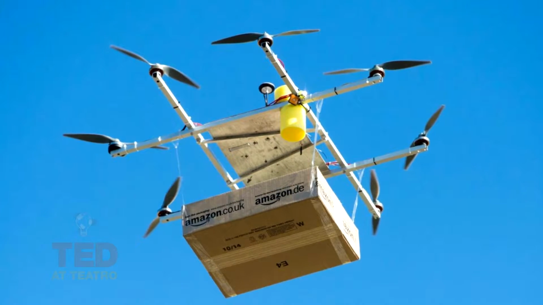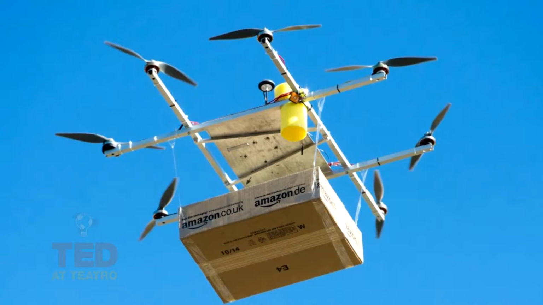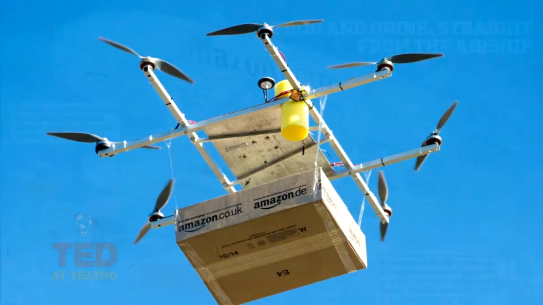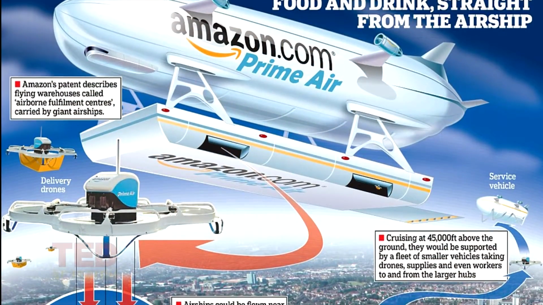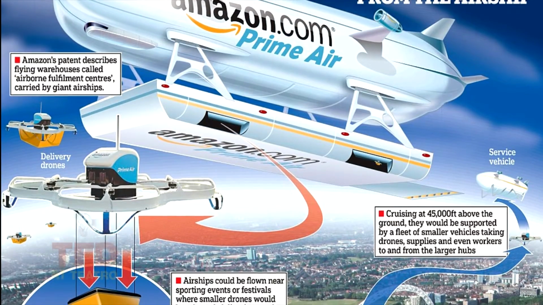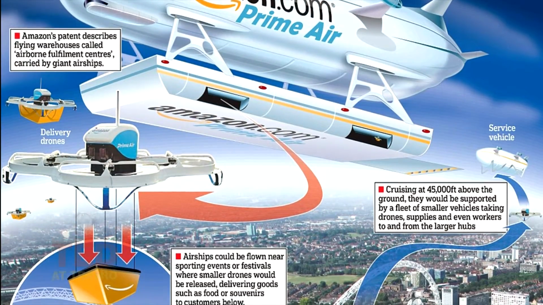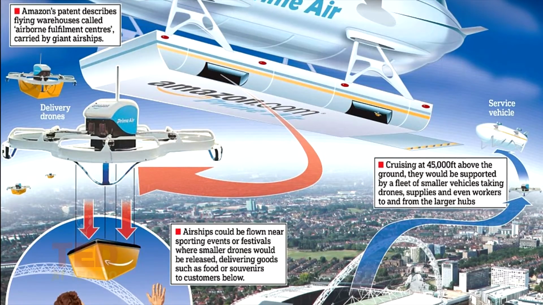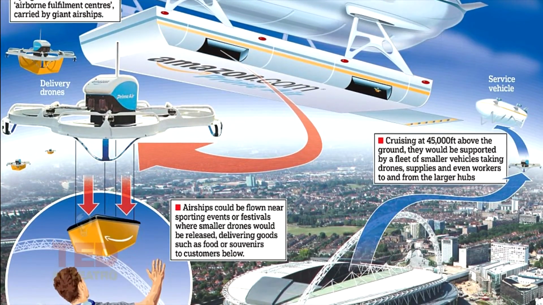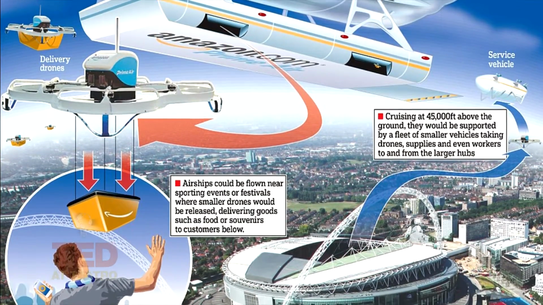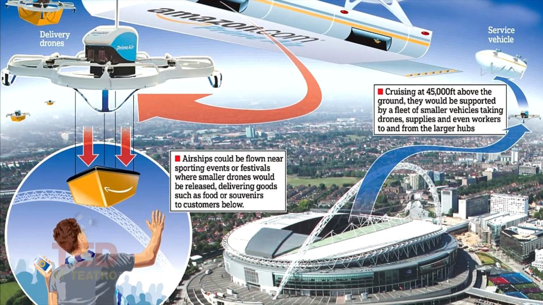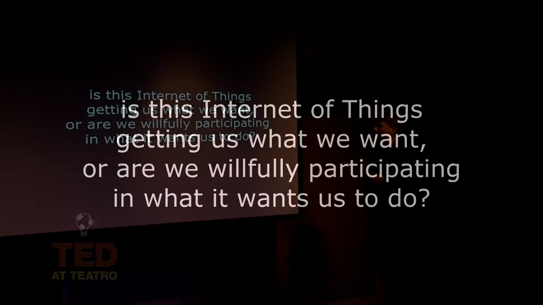This is what a drone looks like. The price of an Amazon drone is now about $44. They rip through them. They've got this beautiful plan of these airships, Amazon airships, that are 45,000 feet above the air and deploy drones so you can get your stuff because you need your stuff so quickly and so badly.